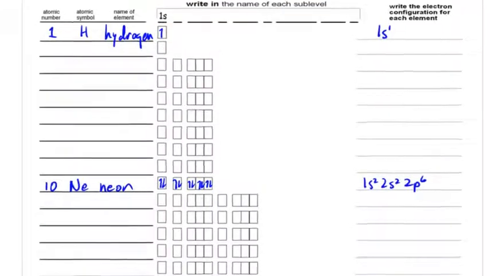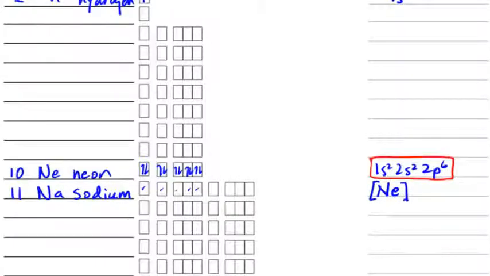So let's take a look at the next one. Sodium, Na. It has one more electron than neon does. But the first 10 electrons have the same configuration that neon has. So we can just write neon in brackets to show this configuration, and then simply write whatever comes after that. In this case, 3s has one electron. So sodium would be [Ne] 3s1.